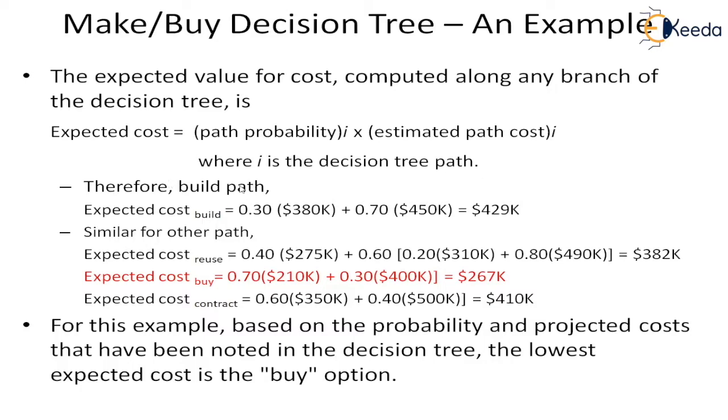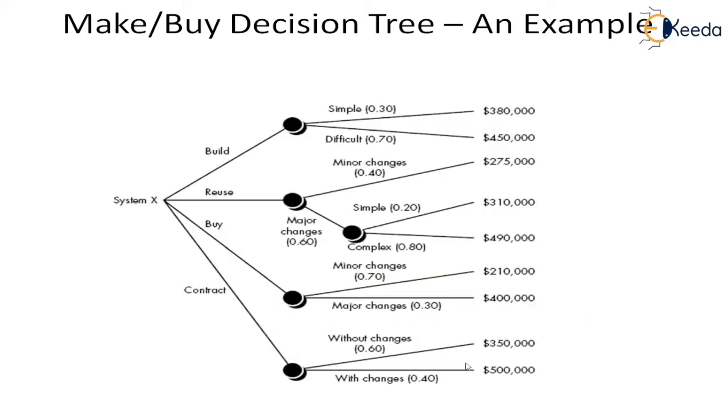And so for the build path, they have determined 429K. For the expected reuse path, it is 382K. For the expected cost of the buy path, it is 267, and the contract path, it is 410. So these are written here.